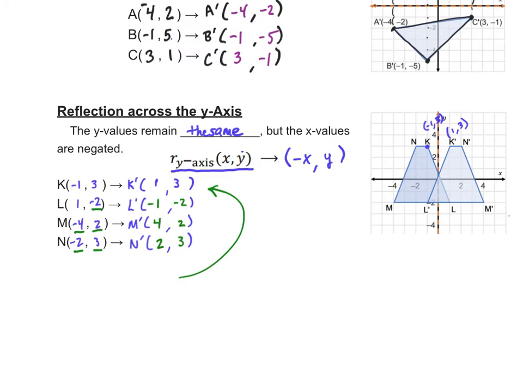And if I just pick one, my new N value we said would be 2, 3. So N prime is 2, 3. Come over here, N, y value of 3, x value of 2. So yeah, that did work out.